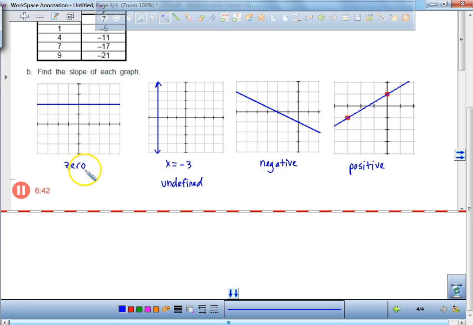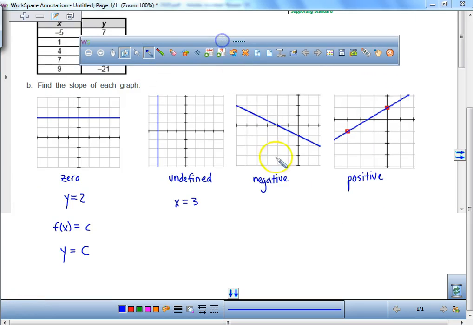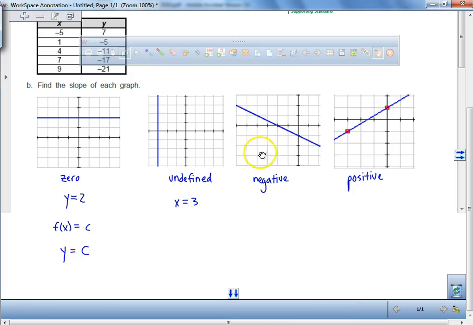Now, this has a slope of 0, but right across here, you can see that it passes the y-intercept at 2. So this equation is y equals 2. All right, that's the equation. Y equals 2. All right, so this is a continuation of a video I already started. I've already talked about this is a slope of 0, this is undefined, this is negative, this is positive. Okay, but we can also actually find the actual slope.